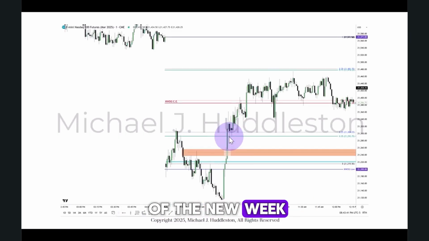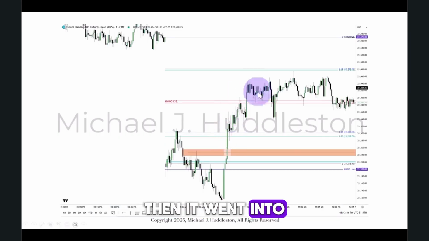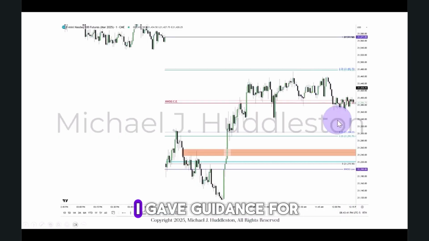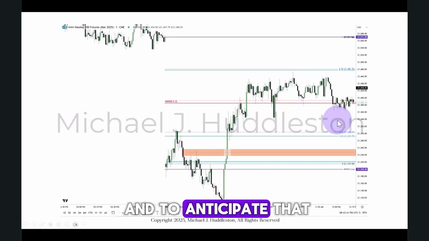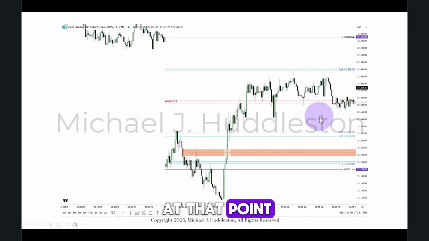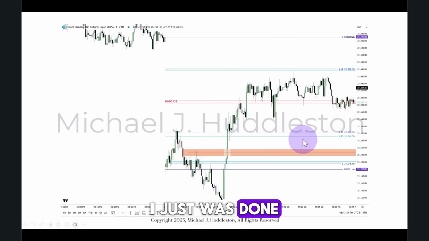of the new week opening gap, and then it rallies higher into my target. Then it went into a rather sloppy consolidation, which is exactly what I gave guidance for, and to anticipate that. And I wasn't interested in doing anything with that. So I wasn't interested at that point whether it closed the gap entirely or reversed and went lower. I just was done. I found my setup, and I'll show you what that was.